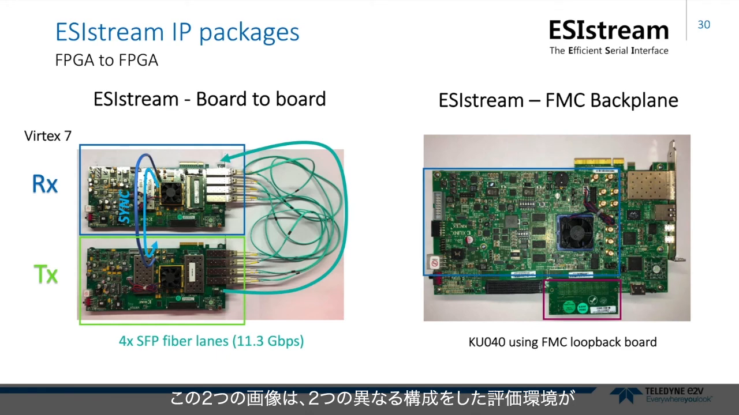The pair of images here show two slightly different evaluation environments in action. On the left are Xilinx Virtex evaluation boards connected via a quad small form factor optical fiber connector, facilitating board-to-board connection and achieving 11.3 gigabits per second lane rate. On the right-hand side is a Xilinx UltraScale system making use of the FMC loopback board.